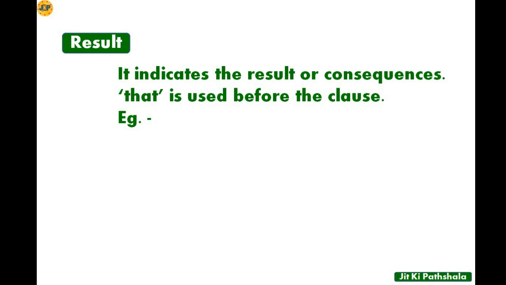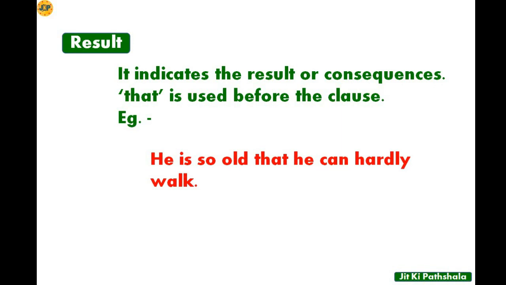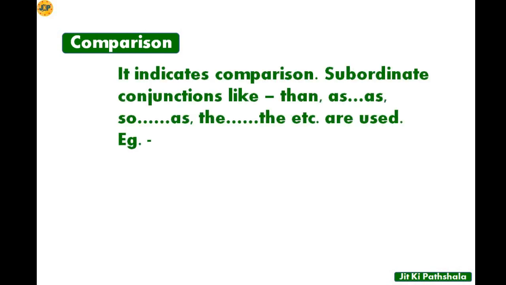For example, he is so old that he can hardly walk, and this is the result clause. Now, comparison clause, or adverb of comparison clause. It indicates comparison. Subordinating conjunctions like than, as, so as, the, etc. are used. So whenever you have the word like than, or you have the same word two times, as or as, so as or the, then it is a comparison clause. It actually compares something. For example, he is older than he looks.